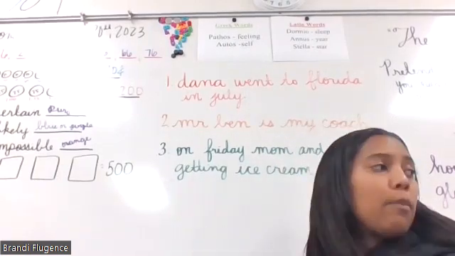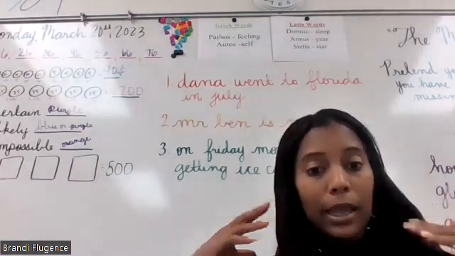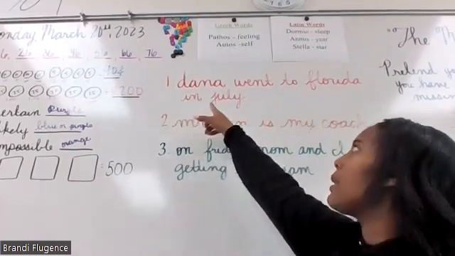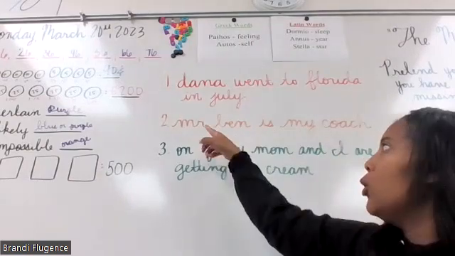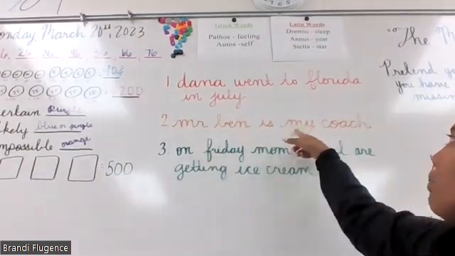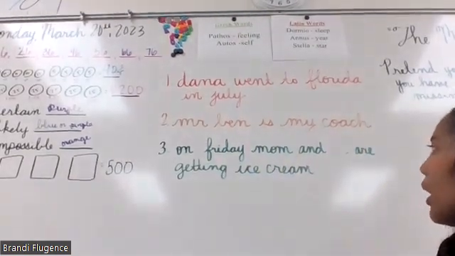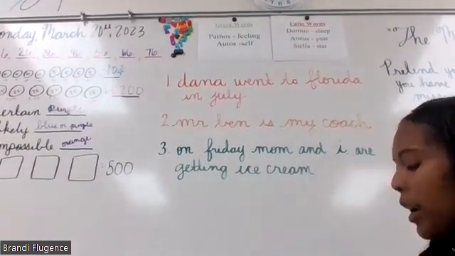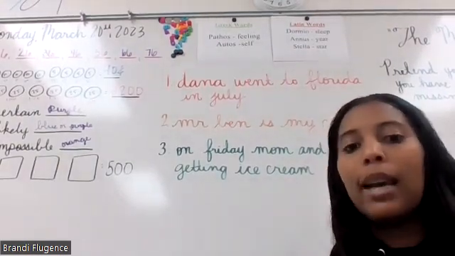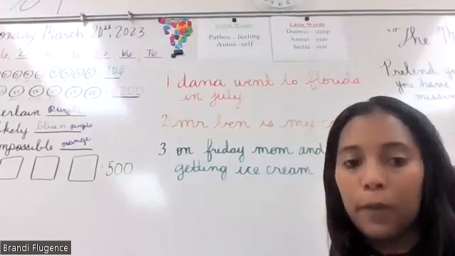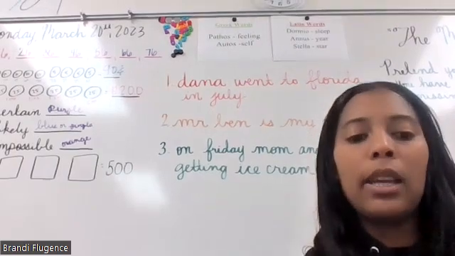So I have 3 sentences here. I'm just going to read them. I want you to write what needs to be capitalized because you should remember, right? So number 1, it says Dana went to Florida in July. Couple of proper nouns in there. Number 2, Mr. Ben, oh, look at that, is my coach. And then number 3, on Friday, Mom and I are getting ice cream. So these are your 3 sentences. You have to be able to tell me what needs to be capitalized. All 3 of them have a few things to do in there. So make sure you take your time so that you can get it all done, okay? All right, you can begin.